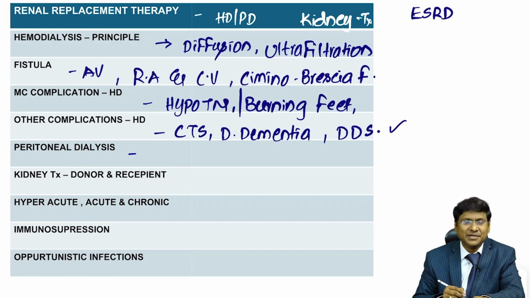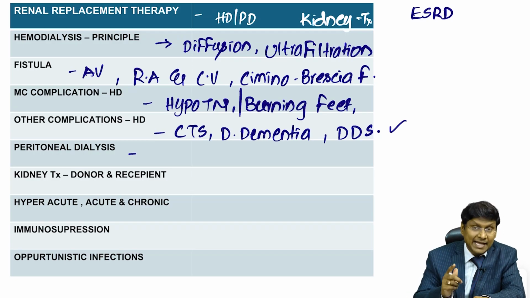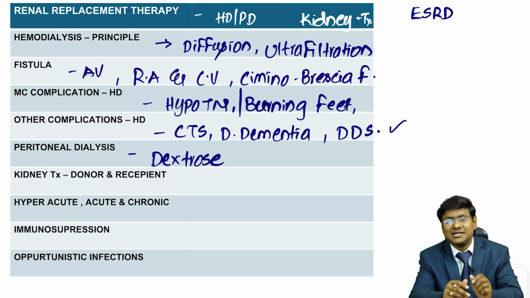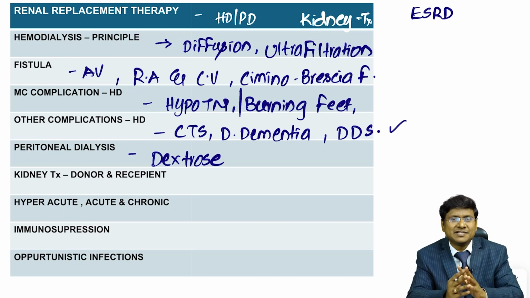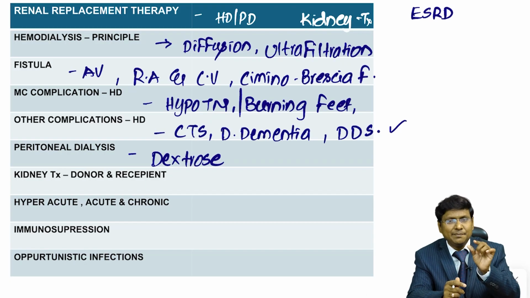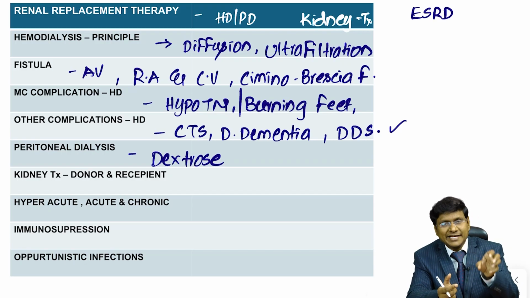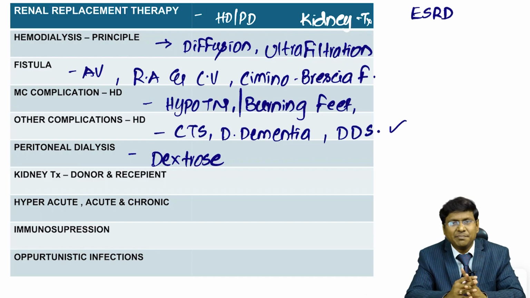Now, coming to peritoneal dialysis. In peritoneal dialysis, the peritoneum itself acts as an artificial membrane, and the dialysate that we use is dextrose, right? Dextrose is what is used as the dialysate. This dextrose solution is sent into the peritoneal cavity, and the peritoneum acts as a semi-permeable membrane. The impurities within the peritoneal blood vessels get filtered across the peritoneum into the dextrose-rich dialysate. Then the impurities present in the dextrose-rich dialysate are taken out. That is nothing but peritoneal dialysis.